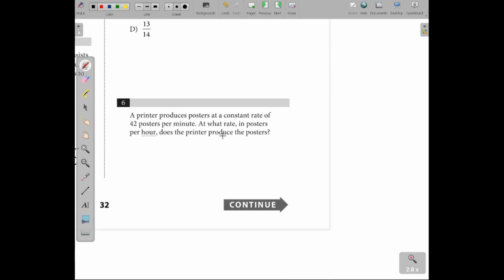Number 6. A printer produces posters at a constant rate of 42 posters per minute. At what rate, in posters per hour, does the printer produce the posters? So we need to find how many posters per hour this printer produces. And we know that it produces 42 posters per minute.